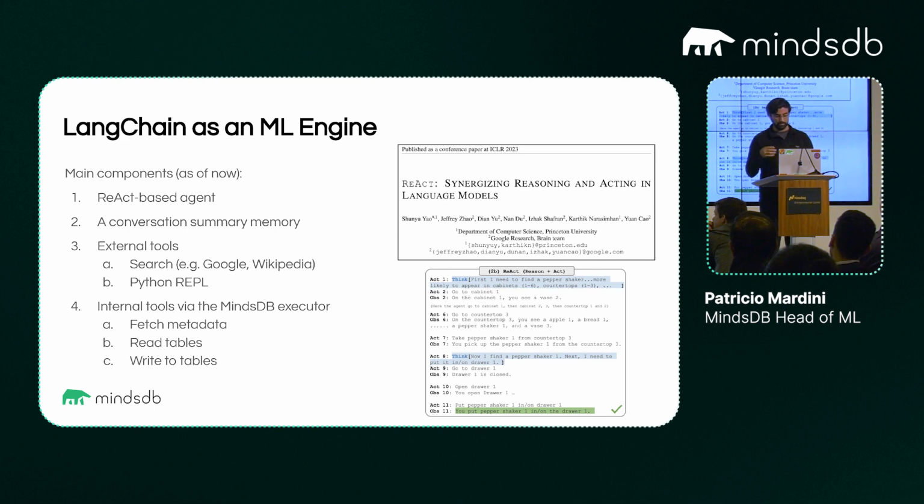So for external, we have Google search, Wikipedia, some other useful web pages, and Python REPL, which I'm pretty sure we'll discuss at some point today, but it's a double-edged sword. You need to be very careful with that.